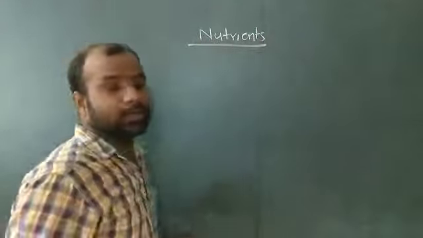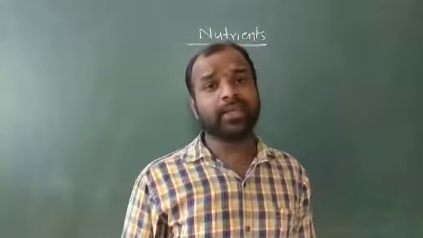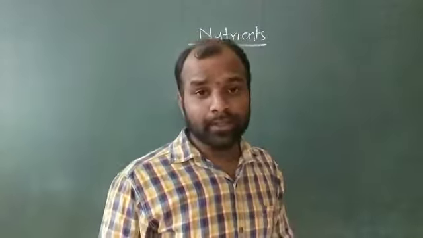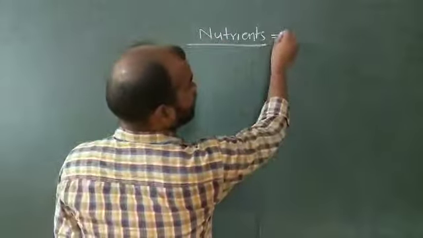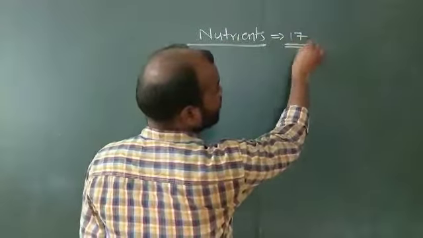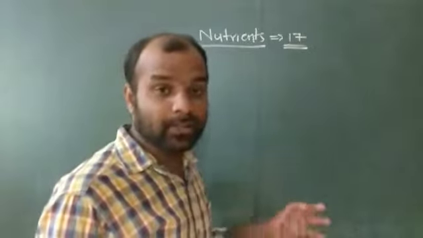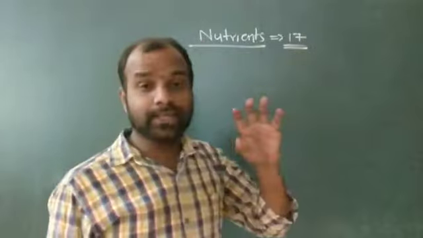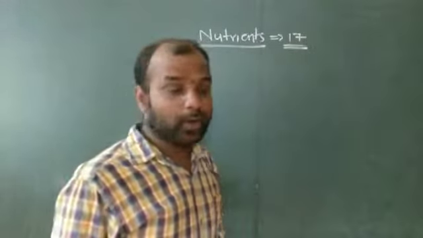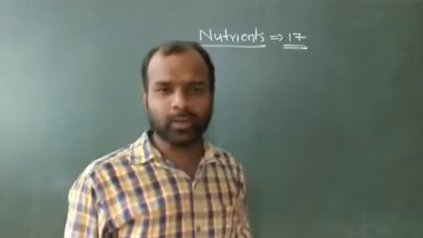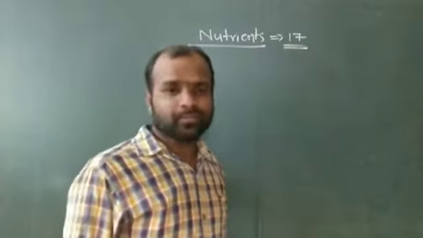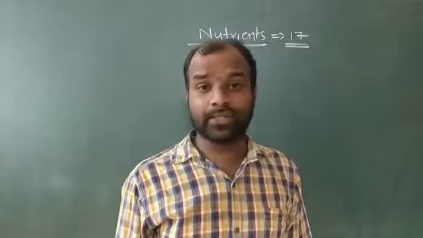Okay, there are many various elements present. Among them, the plant requires about 17 nutrients. The plant utilizes 17 elements as its nutrients. To remember these elements, I used to tell a story. For example, we would have seen a movie called PK.